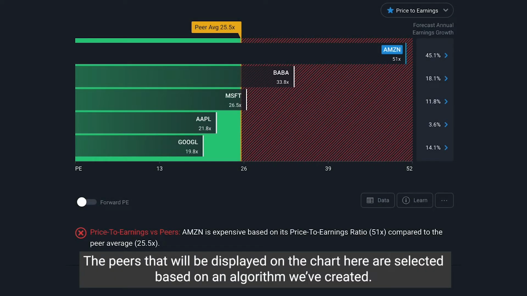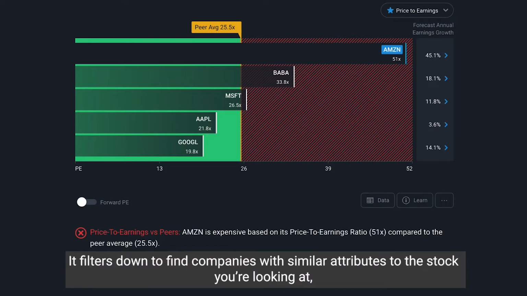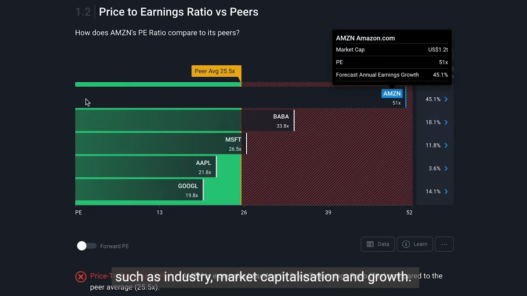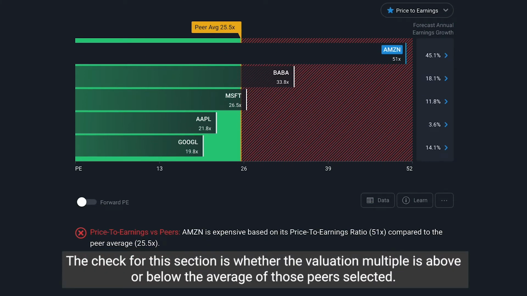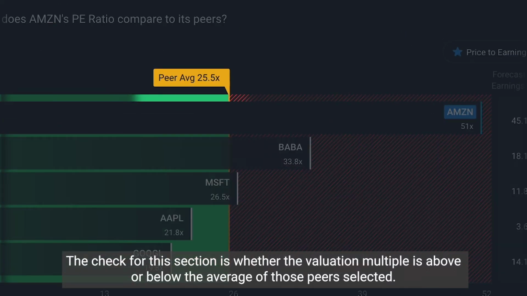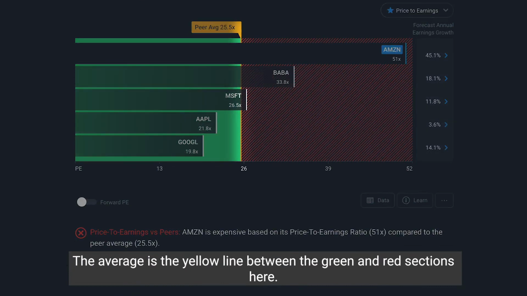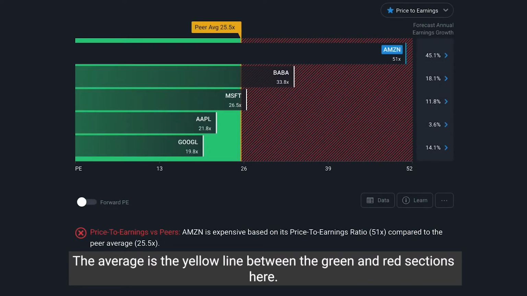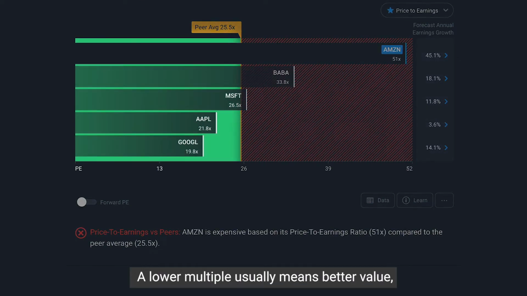The peers that will be displayed on the chart here are selected based on an algorithm we've created. It filters down to find companies with similar attributes to the stock you're looking at, such as industry, market capitalization, and growth. The check for this section is whether the valuation multiple is above or below the average of those peers selected. The average is the yellow line between the green and the red sections here.